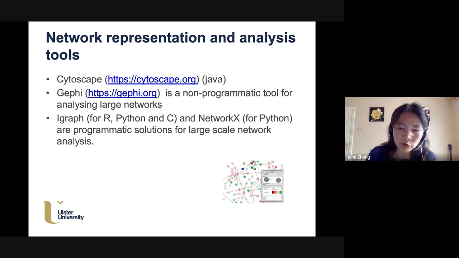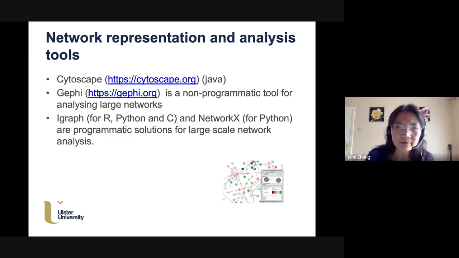Then finally, I'm just going to talk about some tools that we've used. We have been using Cytoscape a lot for networks. It can be used for network representation, visualization and analysis. It's Java-based, okay? There are also other tools that you can use. The JFA tool is a non-programming tool that you can use to analyze large networks, because one problem of Cytoscape is when the network is very big it can take a very long time.